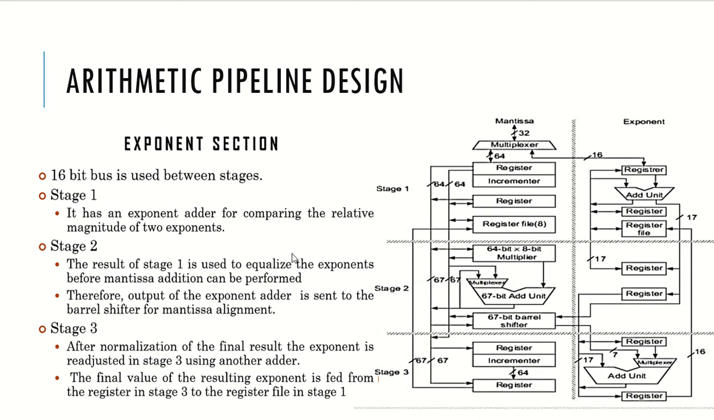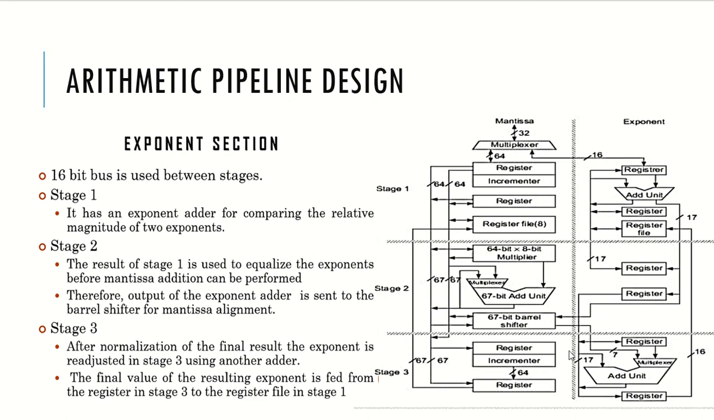In the second stage, the result of stage 1, which is greater, whether it is y or z, will be given, and based on that it will equalize the exponents before the Mantissa addition can be performed. Therefore, the output of the exponent adder is sent to the barrel shifter for Mantissa alignment. As you can see here in stage 2, this result will be aligned and given to the barrel shifter so that it will adjust the Mantissa accordingly. Now moving into the third stage, after the normalization of the final result, that is done using the barrel shifter and you can see the output goes back to the exponent pipeline.